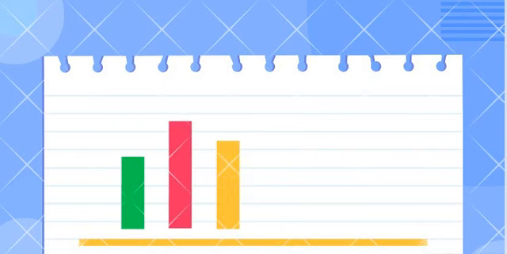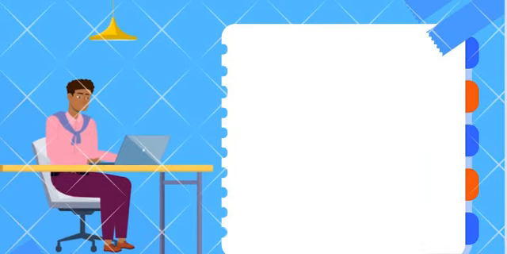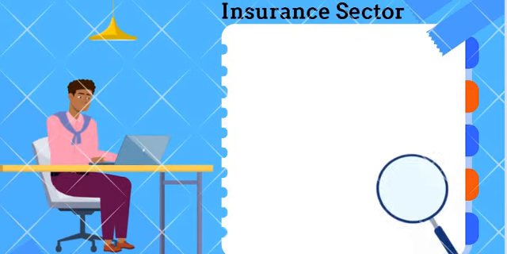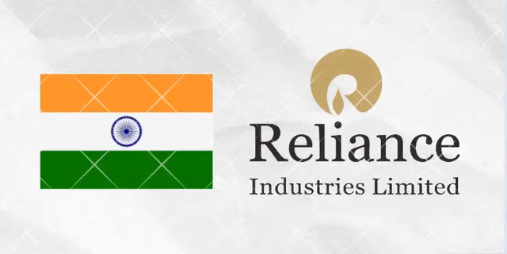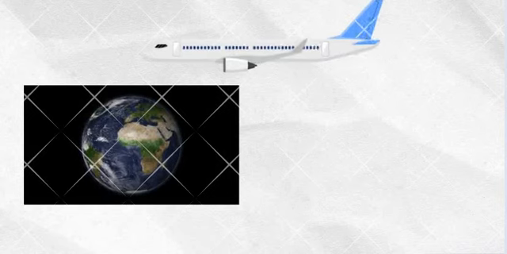Friends, many people watching this know that the world's largest company is Apple. Those who have watched my previous video also know that the largest insurance company is United Health, and very few know that the largest company of India is Reliance. But what about the world's biggest airlines?